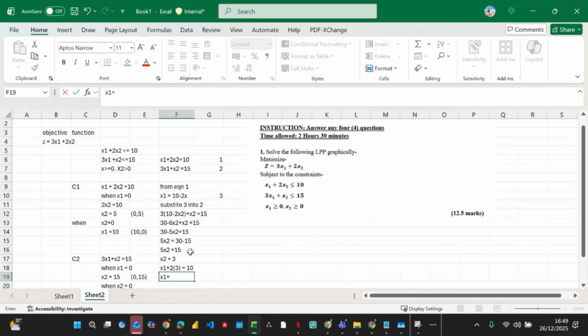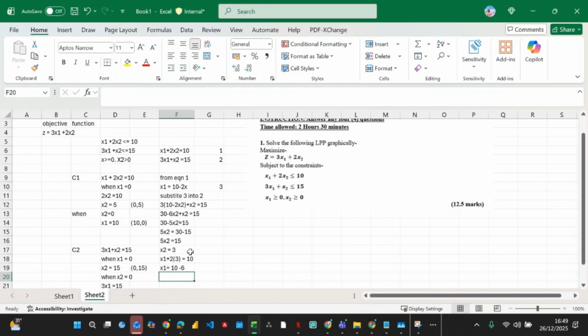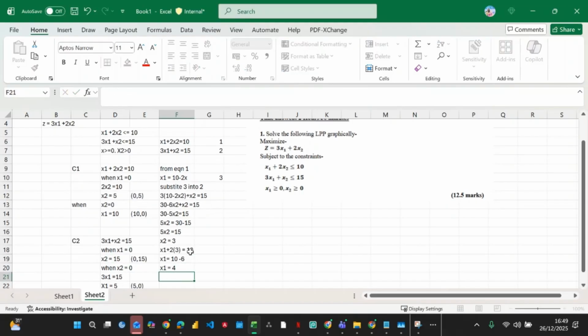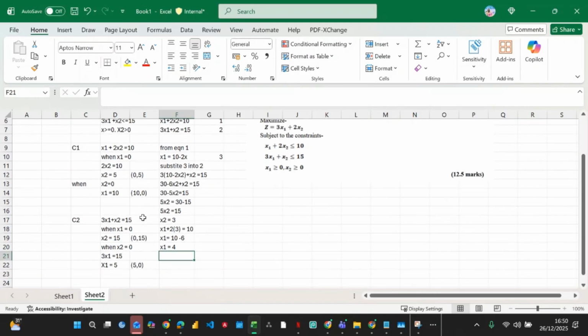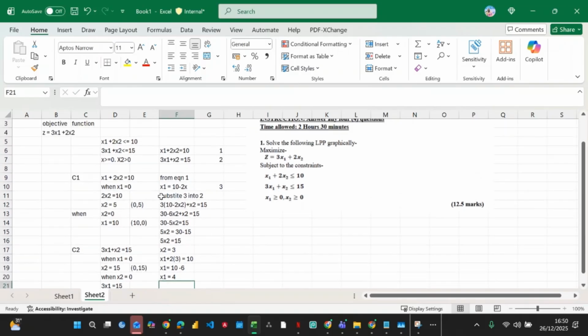Then this should be 6. And then we cannot have 6 like that. So by the time we are bringing it to this side, we can just do 10 minus 6. Then our x1 will now be 4. That's our x1, now 4. Right? So that's one. x1 now equals 4.